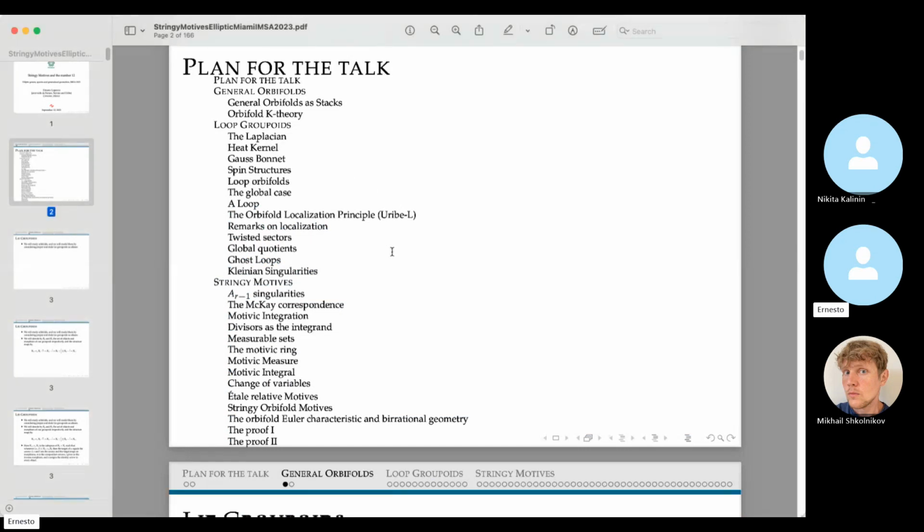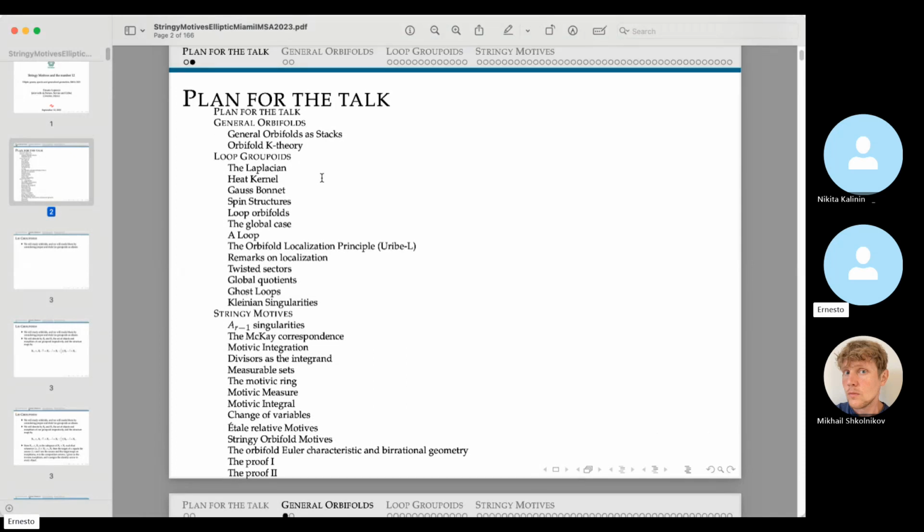Very well. So here we are. This is a continuation of the previous talks. So I will go rather quickly about the first little part, that is what we saw last time. And I'll start with the new part that is about loop orbifolds or loop groupoids.